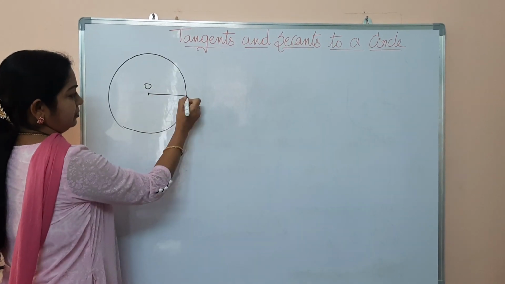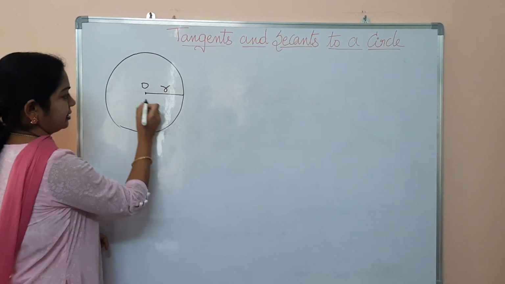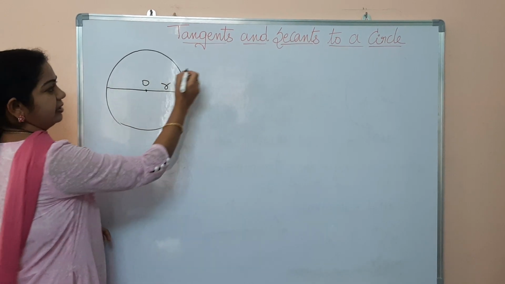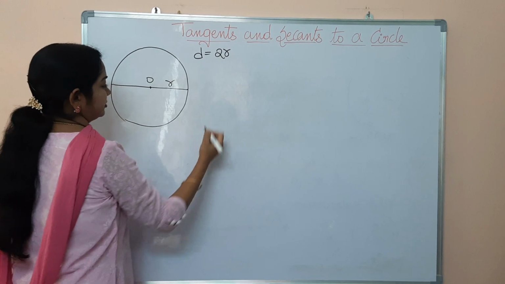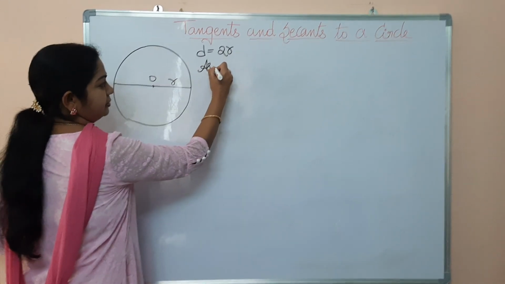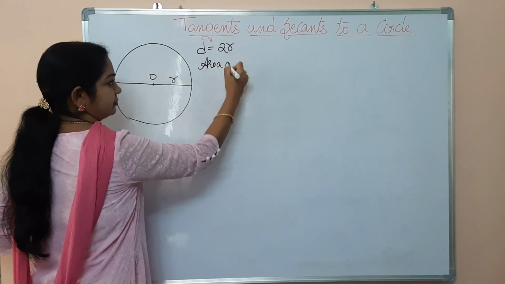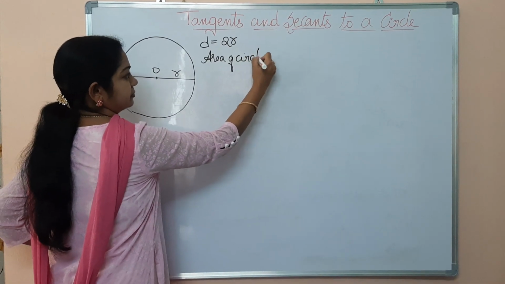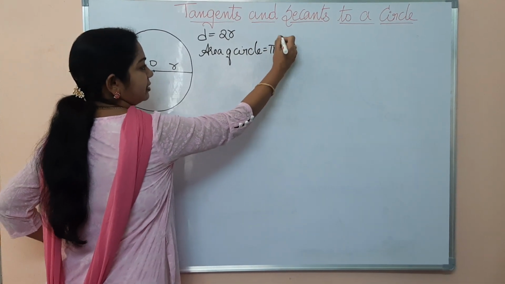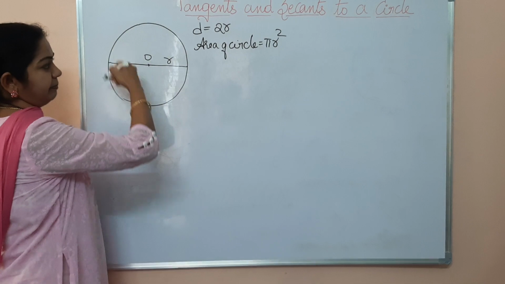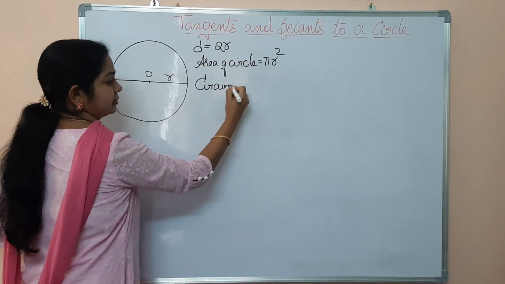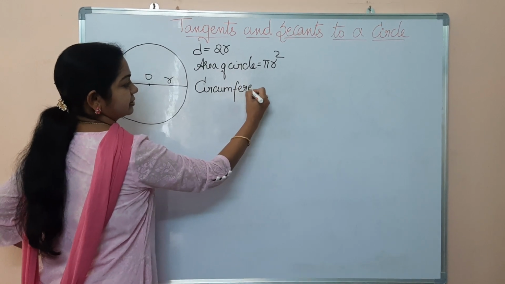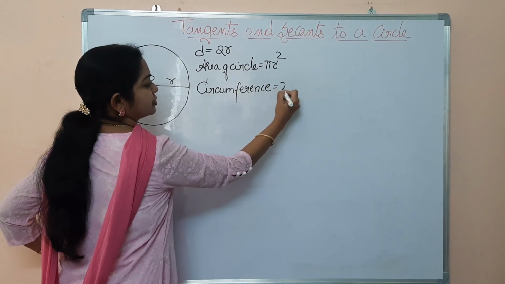Circle with center O. This is called the radius, and twice the radius is the diameter. Right? Area of circle is pi r square. The perimeter, that's nothing but the circumference. Circumference is 2 pi r.